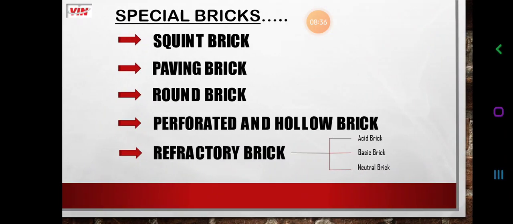Next one is special bricks. First squint brick, paving bricks, round bricks, perforated and hollow bricks, refractory bricks. The refractory brick is classified as acid brick, basic brick and neutral bricks. We will discuss briefly about these special bricks in the upcoming videos.